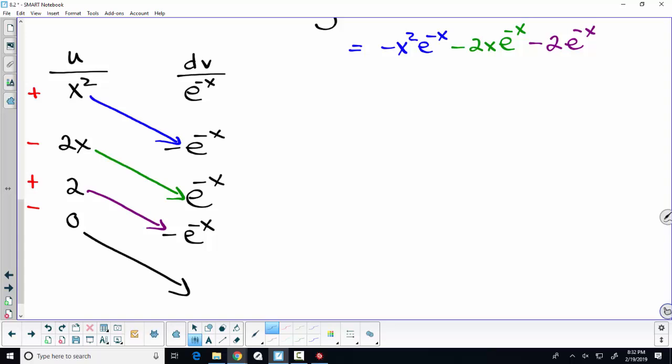Wait, so just go down the road, like move myself across? Yeah, so down is derivative, antiderivative, but then we have to move adjacent or diagonally to get those products. So that's a product, that's a product, that's a product. We wouldn't stop at the 2 and e to the negative x and then go across.